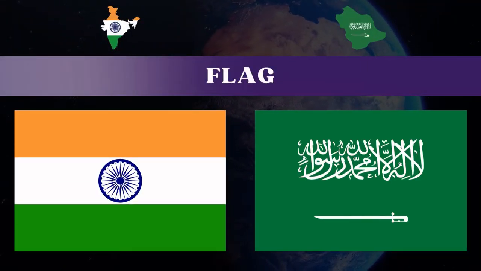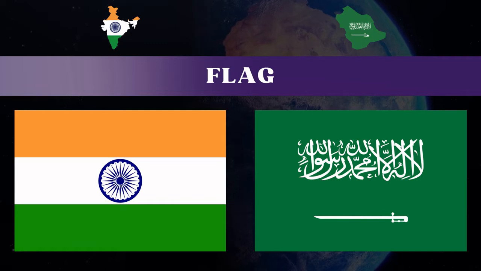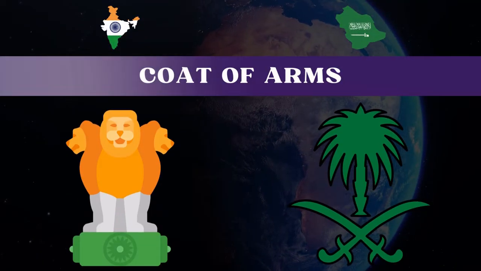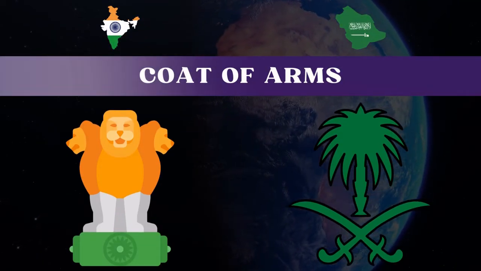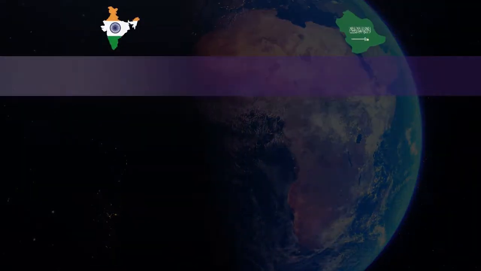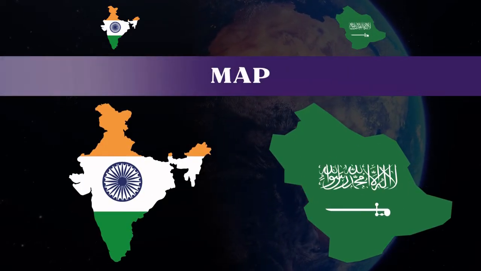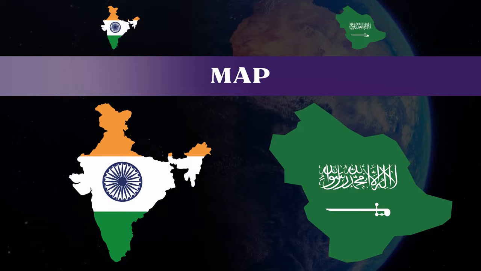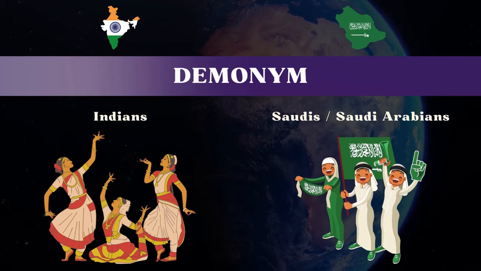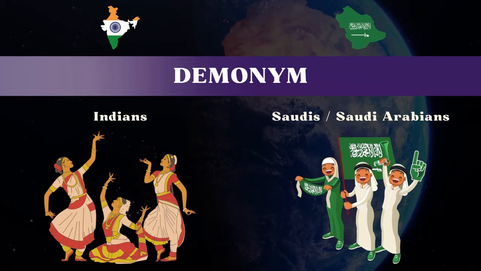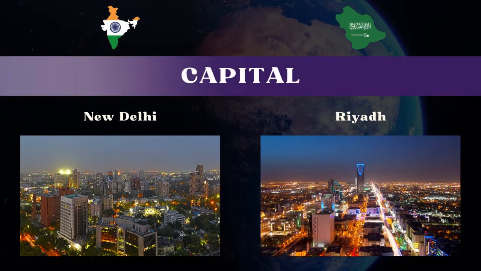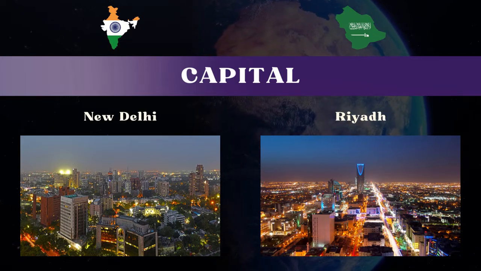What are the flags of these two countries? Let's look at the coat of arms of India and Saudi Arabia. These are the maps of these two countries. Indians is the demonym of India and Saudis or Saudi Arabians is the demonym of Saudi Arabia. New Delhi is the capital of India and Riyadh is the capital of Saudi Arabia.